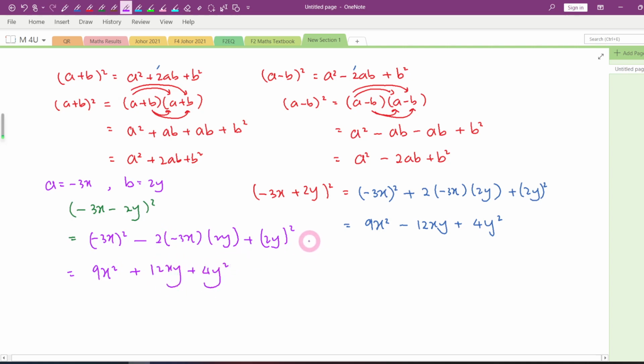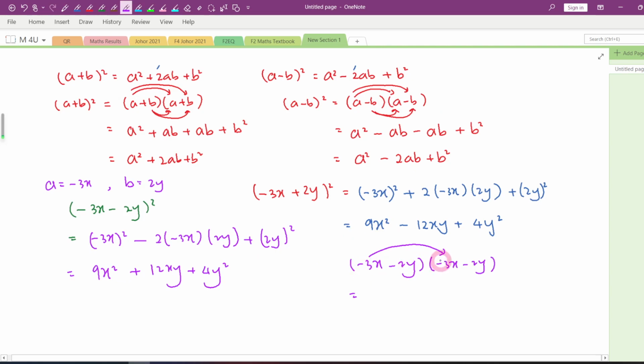Okay, so you will notice that here, this is negative, but why will this become positive? Because this is affected by the negative in front of 3x here. So if you are given a question like this, you're not really sure how to use the formula, it's better that you do it this way. Expand it one by one. Okay, let me try. Let me show you how we do it this way. You will still get exactly the same answer.